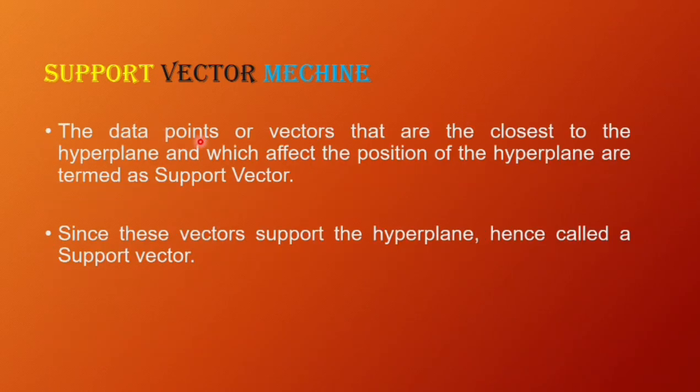The data points or vectors that are the closest to the hyperplane and which affect the position of the hyperplane are termed as support vectors. Data points or vectors that are closest to the hyperplane, those data points are called support vectors.